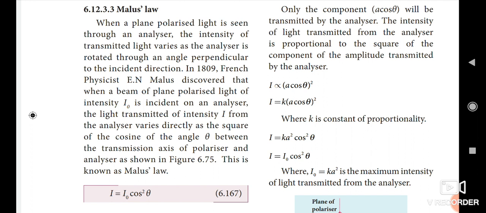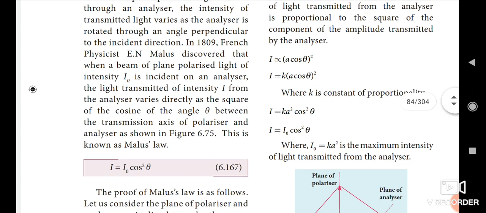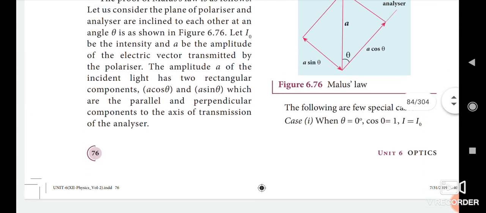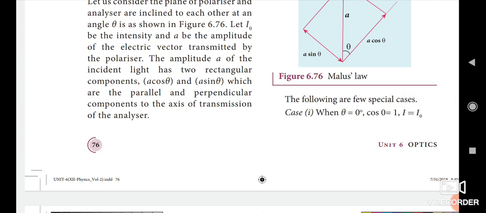So I is equal to K A squared cos squared theta. Here, instead of this K A squared, I want to put I naught. Here I naught is the maximum intensity of light transmitted from the analyzer. So instead of K A squared, I put I is equal to I naught cos squared theta. Okay, hence proved.